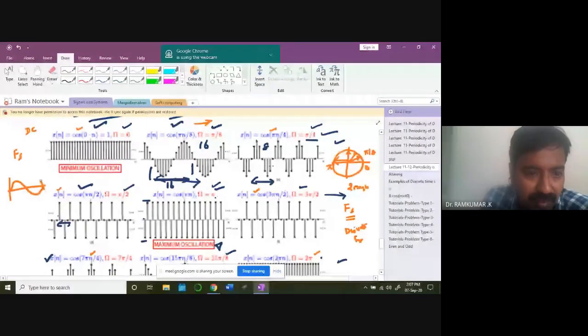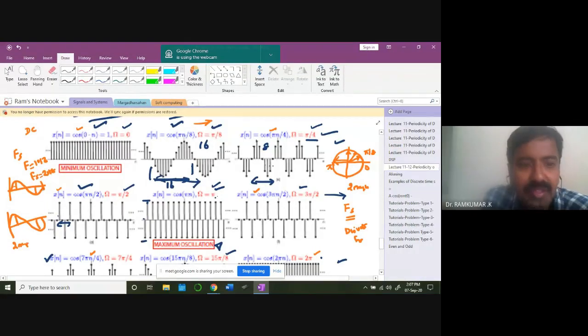With these 2 samples, I can reconstruct this waveform. So the sampling frequency, for example: what is the original signal frequency? 1 hertz. 1 hertz means 1 cycle per second. I'm sampling at the rate of what? 2 hertz. Two samples per cycle.